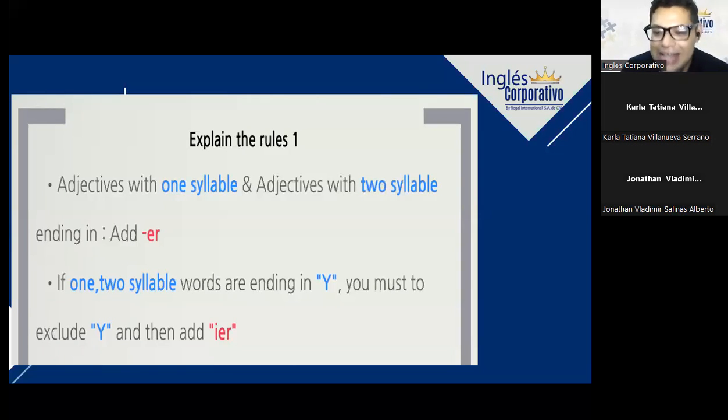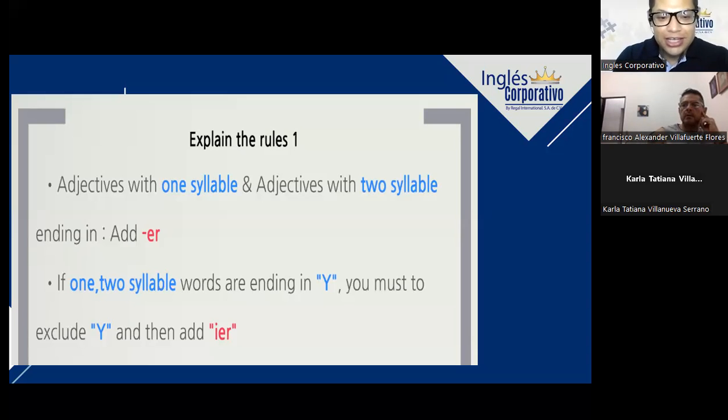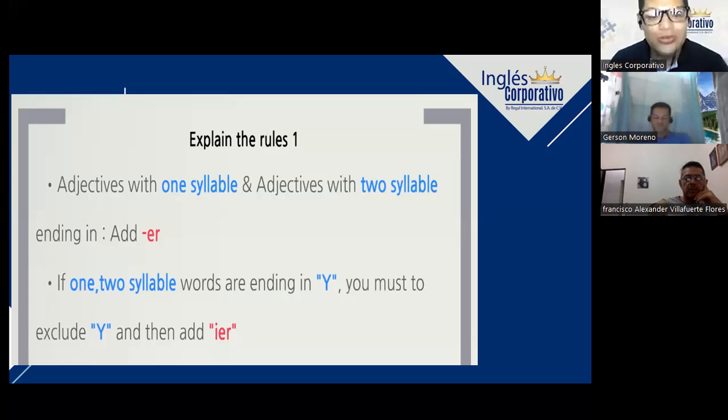Si yo quiero decir más alto, tall, ¿cómo sería? Taller. Si yo quiero decir, por ejemplo, short, de pequeño, ¿cómo digo más pequeño? Shorter. Muy bien, gracias Noé. Y ahí, usemos el chat. Yo quiero decir que está helado. En inglés es cold. ¿Y más helado cómo sería? Colder, yes.